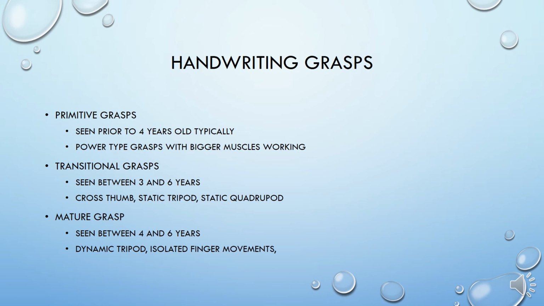So even though I don't care what grasp people use, we do have to identify and label them. If somebody has a grasp that is more primitive, but it's working for them, I do not fix it if it's working. But we do have to know how to categorize and label and identify different grasps. So let's go through that.